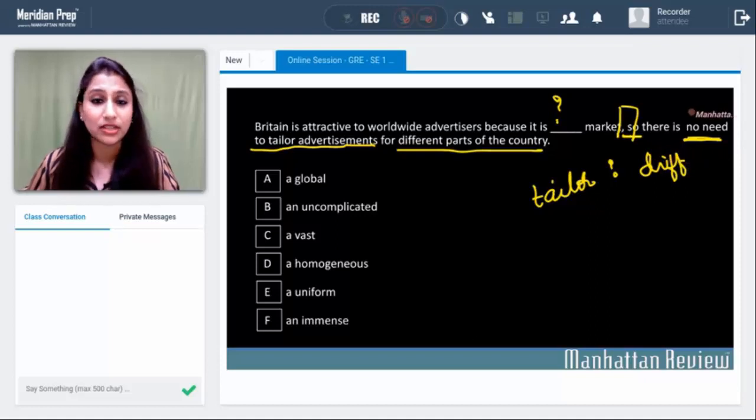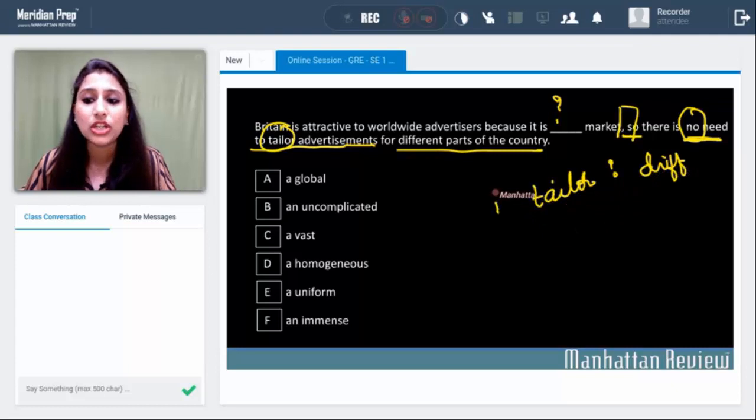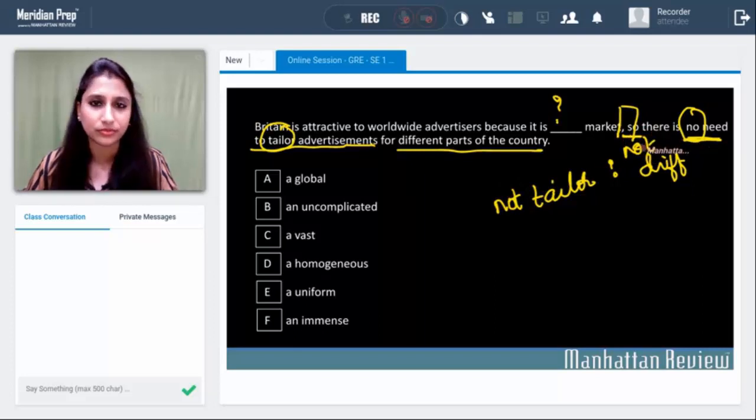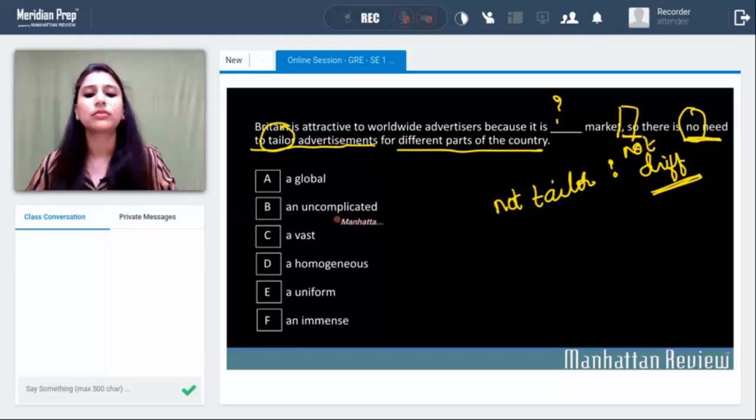But the problem here in the sentence is he's saying no need to tailor. You tailor something when something is different. But in this case, we are saying you need not tailor. When do you need not tailor? When something is not different. Right? Now with this prediction, let us look at the options.